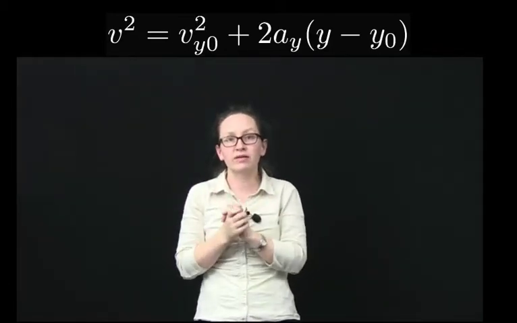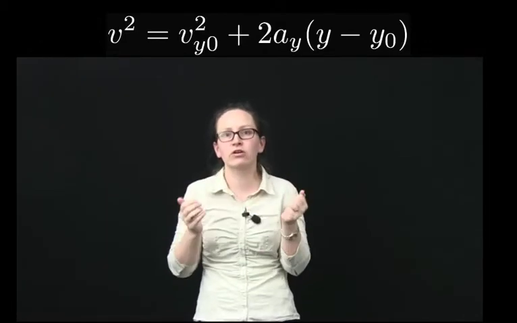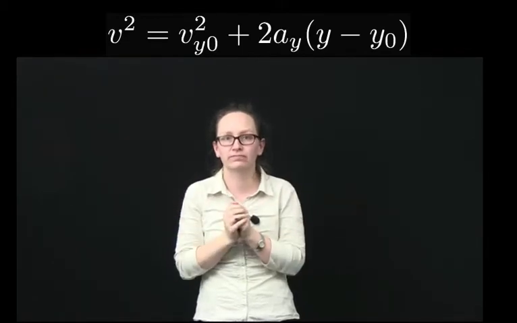So this equation can be derived from the two previous kinematic equations. Let's have a look now at how we can derive this third kinematic equation. To derive it, we need to start with the second one. We've got y is equal to y naught plus v y naught t plus a half a y t squared. So this is the second kinematic equation.